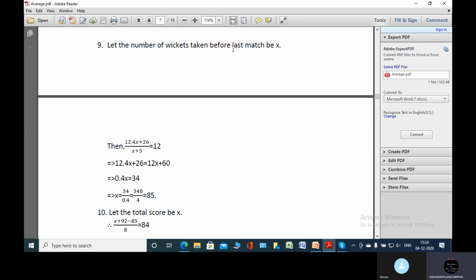Let the number of wickets taken before the last match be x. Then 12.4x plus 26 by x plus 5 is equal to 12. So 12.4x plus 26 is equal to 12x plus 60. So 0.4x is equal to 34. So x is equal to 85. So 85 will be the answer.